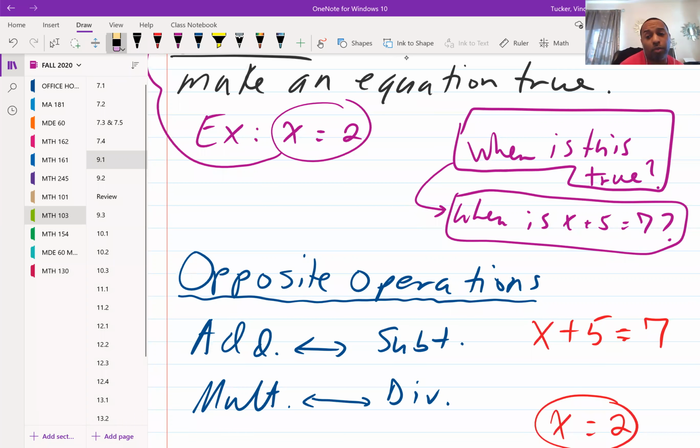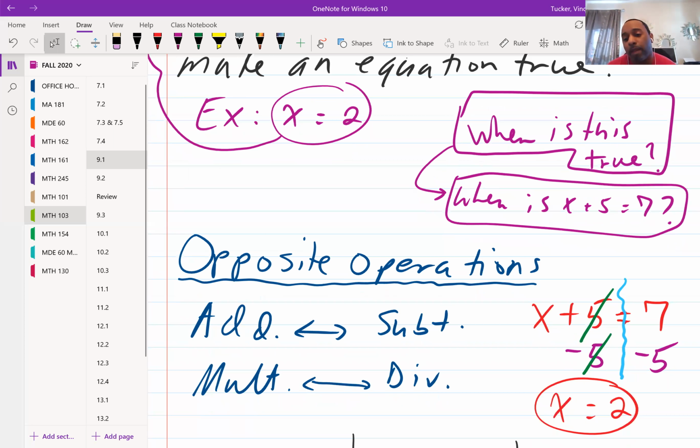Now, we have our equation that's split up into two sides. We have the left side of the equal sign and the right side of the equal sign. The reason that is important is because whatever you do to the left side, you have to do to the right side in order to keep your equivalency. So if I subtract 5 from one side, I have to subtract 5 from the other side in order to keep that equivalency. The negative 5 and positive 5 cancel on the left. 7 minus 5 is the 2 on the right. And that's how I have my solution of x equal to 2.